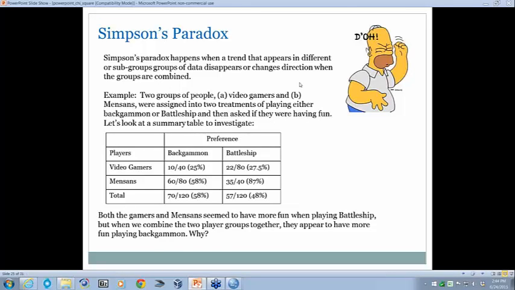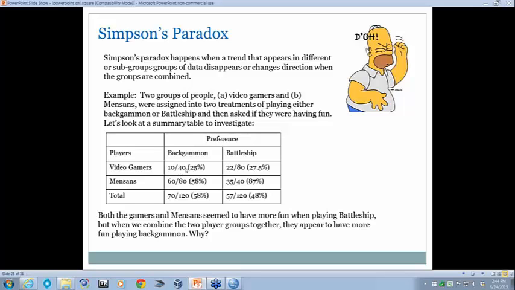We have two groups of people, video gamers and Mensons. We assigned them into two treatments of playing either backgammon or battleship, and we asked them if they were having fun. So let's look at a summary table. I'm not going to show a great big table or anything like that. We're just going to look at the summary table just to give you an idea of what a Simpson's paradox is.